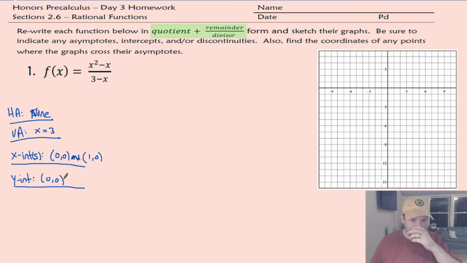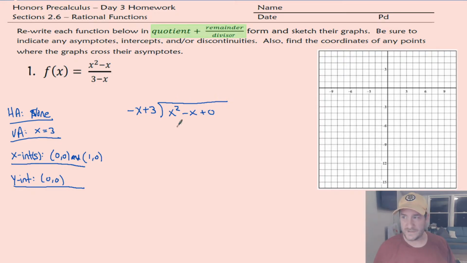So that means we now want to do polynomial long division. I'm not sure if it matters, but I'm going to go ahead and write this in descending order. So I'm going to go negative x plus 3. I kind of think it doesn't necessarily matter if we do that or not, but I'm going to do it anyway. So we'll go x squared minus x, technically plus 0, but I don't really need that either. For the first time ever, we've got a negative here, which is going to give us a negative in our quotient, which is going to give us a slant asymptote that has a negative slope for the first time ever. So hopefully you guys caught that.